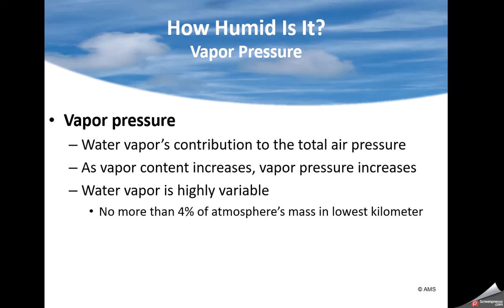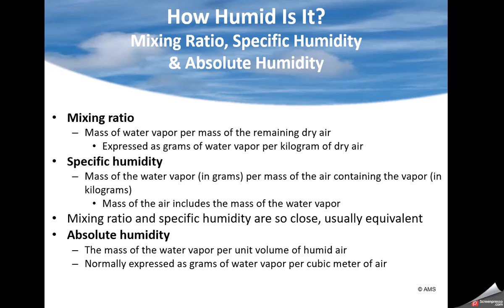So water vapor content, think about water vapor has an air pressure. So it contains a little bit of pressure from that water vapor, just like any gas has pressure. And up to about 4% of the atmospheric mass in the lowest levels can be from water vapor. So some ways we measure that is mixing ratio. It's basically that water vapor mass divided by the mass of dry air in some quantity. 1 foot by 1 foot, 1 meter by 1 meter, whatever. It's just a ratio. A mass of water vapor per kilogram of dry air.